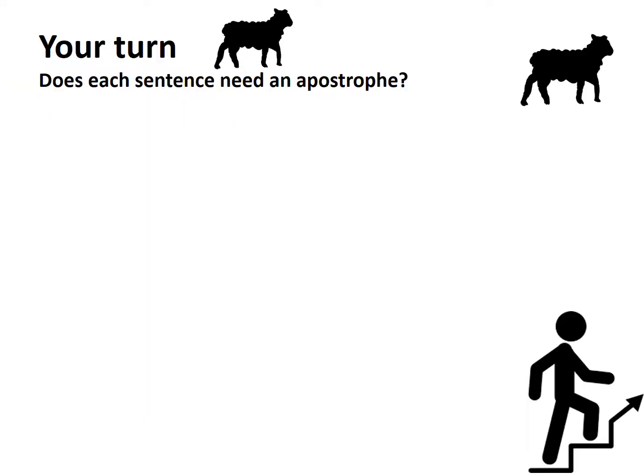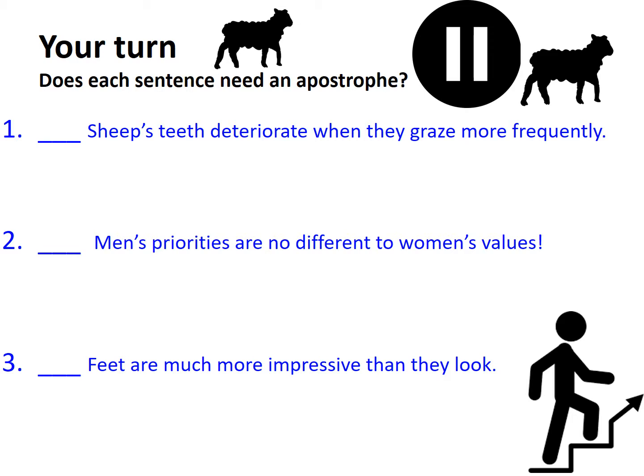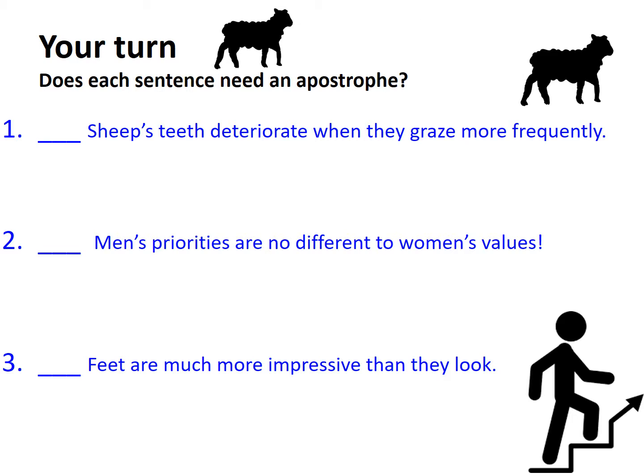Now it's your turn. For each of the three sentences, consider if they're accurate as they are. Hit pause if you need thinking time. So, how did you get on? Sheep's teeth deteriorate when they graze more frequently.